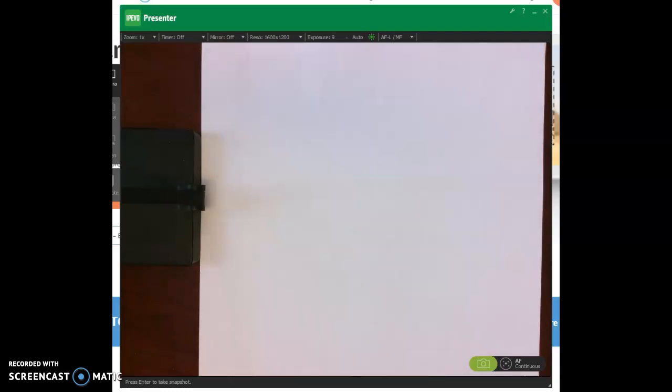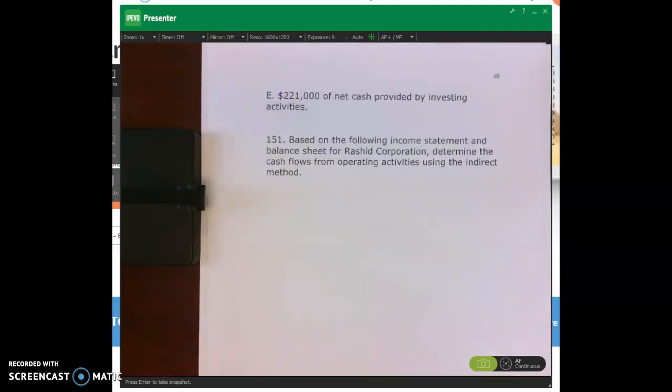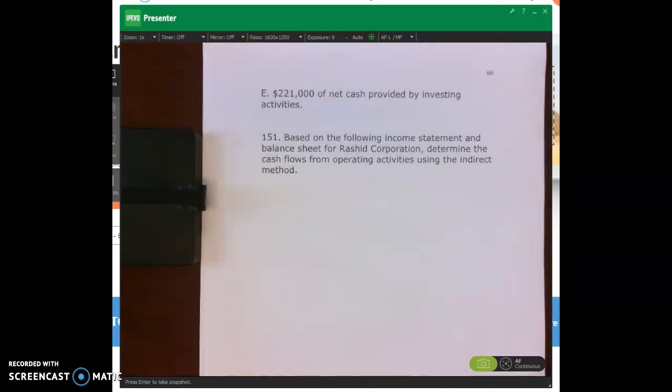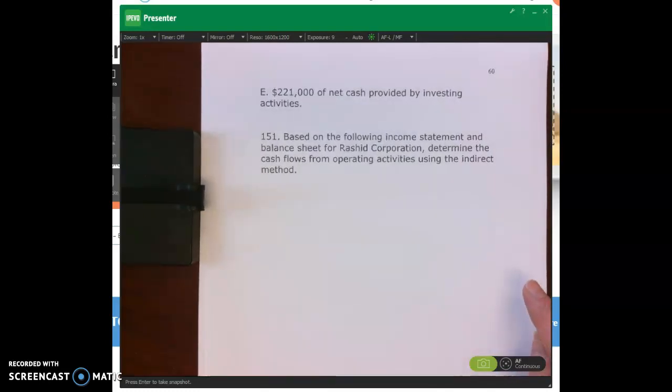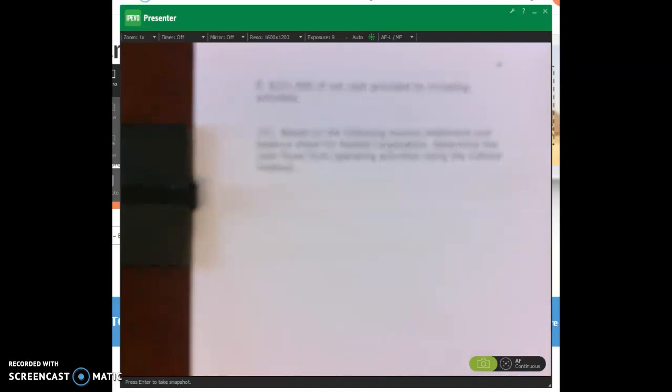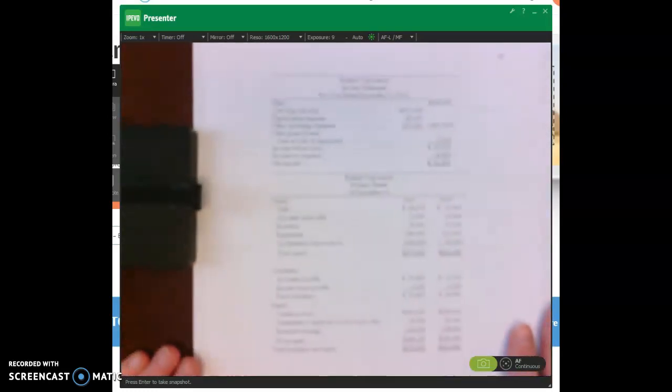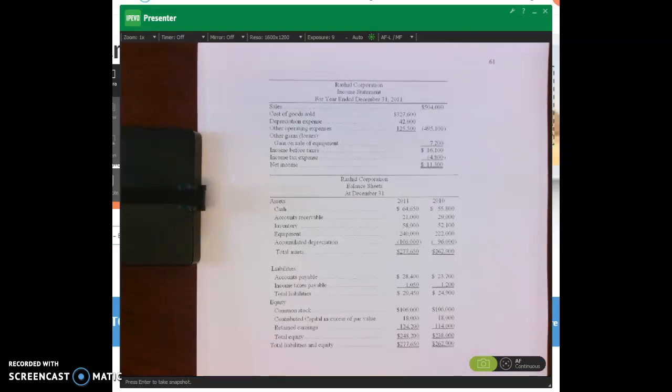So I'm going to move forward in your course pack, to this page right over here. Based on the following income statement and balance sheet for Rashid Corporation, determine cash flows using the indirect method. So here is the indirect method.